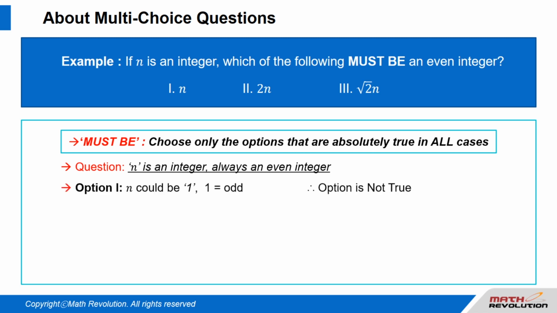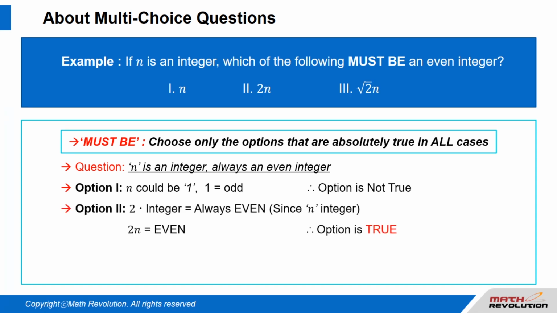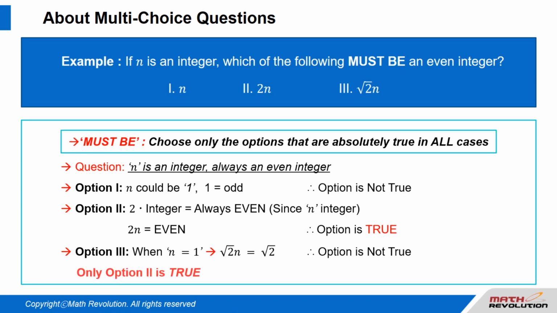Option 1, n. N could be 1, which is odd, and the option is not true. Option 2, 2 times n. Since n is an integer, 2 times integer will always be even, so 2 times n is even, and the option is true. Option 3, square root of 2 times n. When n is 1, square root of 2 times n will become square root of 2, so the option is not true. Only option 2 is true, and it is very important that you understand what a must-be question means and includes. You must pay attention to the fact that the question indicates must be.